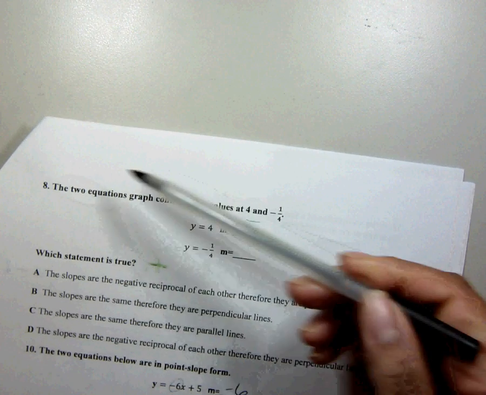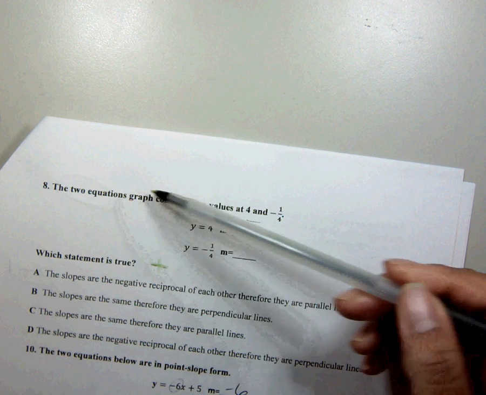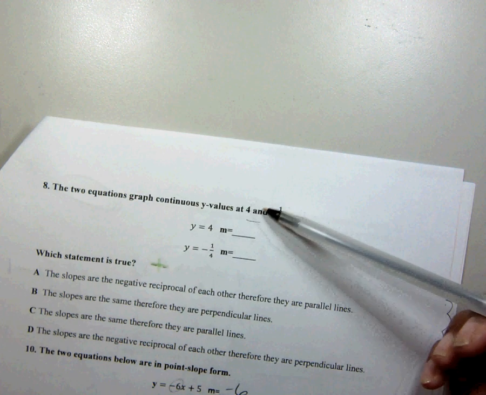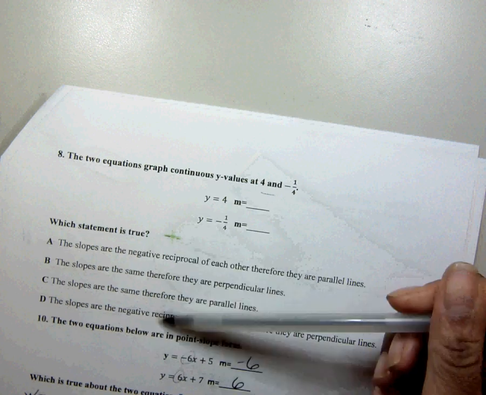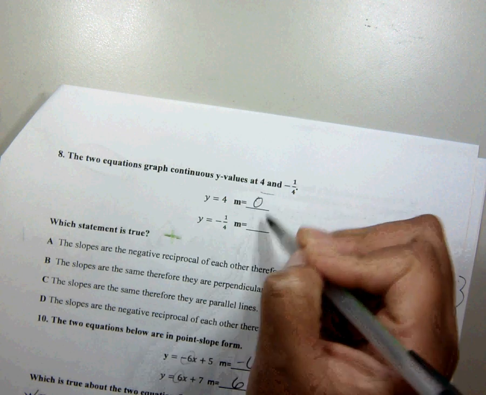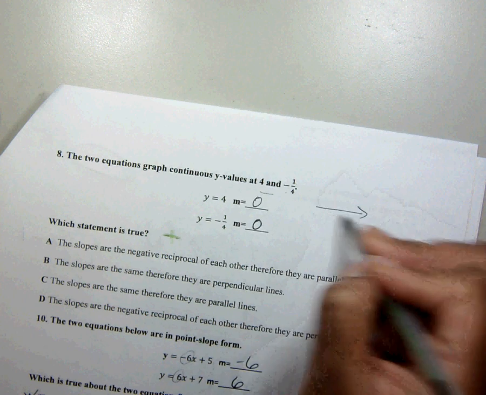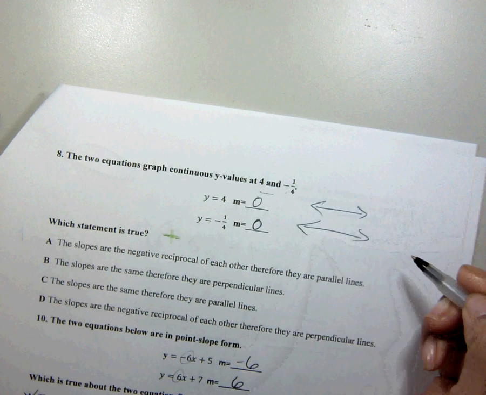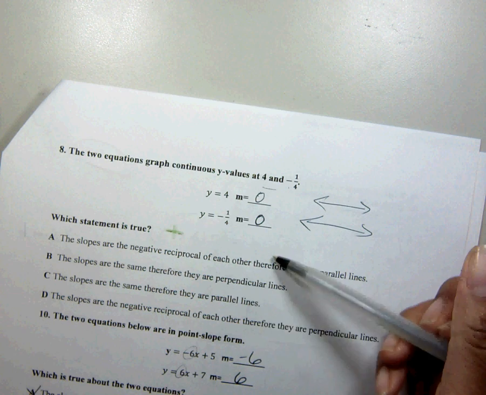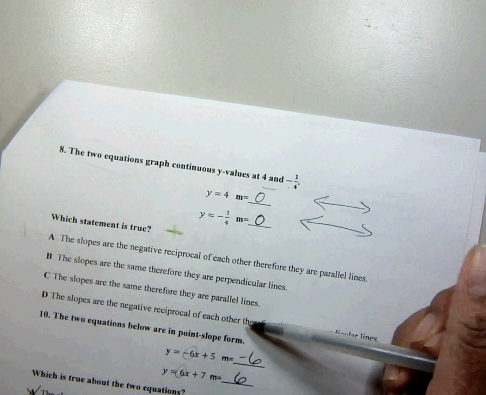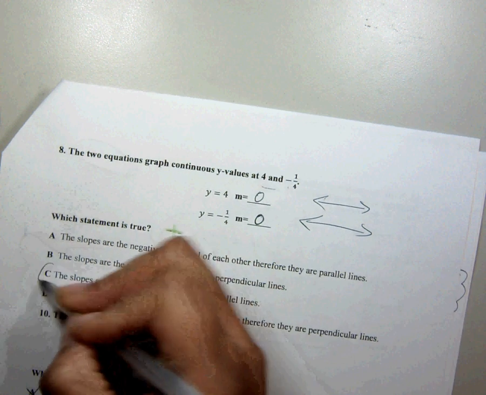Okay, it says the two equations graph continuous y values at 4 and -1/4. What is true about them? Well, the slope of this is 0. The slope of this is 0. So that would be two lazy people. That means I have parallel lines. So which one says that they are parallel? The slopes are the same, so they're parallel. C.